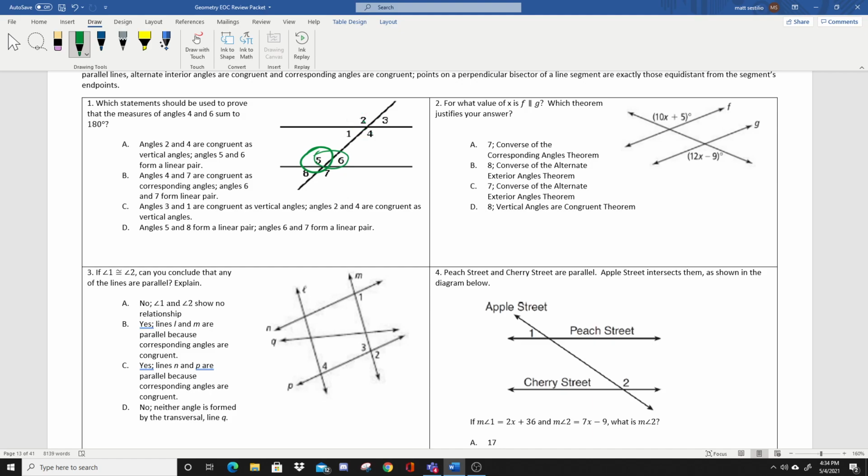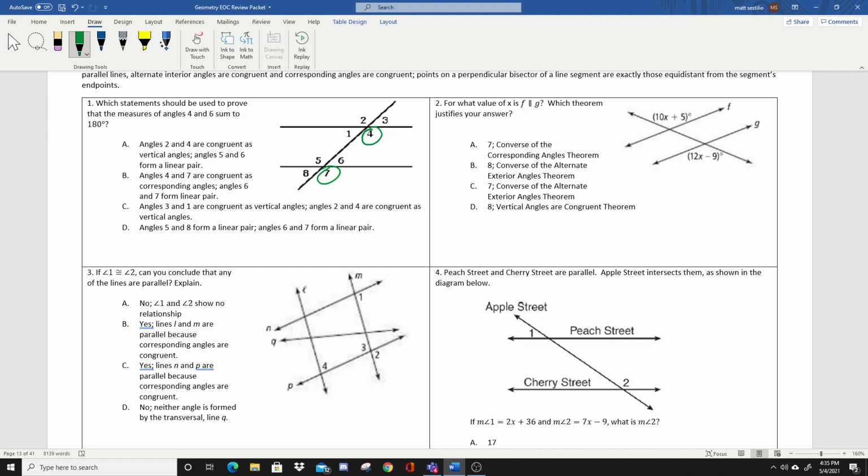There's a quicker way, and maybe it'll make sense when we get to the answer. I believe that's B. They say angles 4 and 7 are congruent as corresponding angles. If you don't remember what corresponding means, we have this intersection here and this intersection here. This is in the bottom right of its top intersection, and this is in the bottom right too. So those are the same.